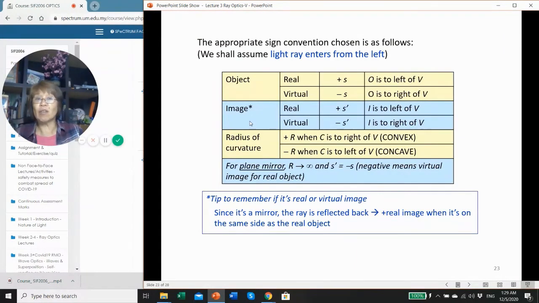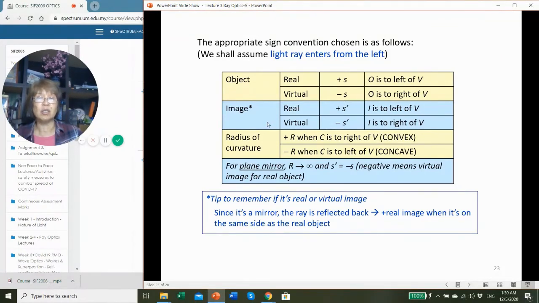Now, what is the sign convention that we adopted? We assume that the light ray is entering from the left, moving towards the right. So the object, if it's real, we have a positive distance, and O is to the left of the vertex. It's virtual if the object is on the right side of the vertex. Then it's a negative value.